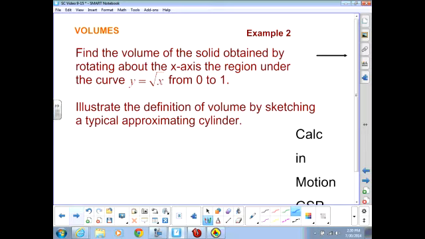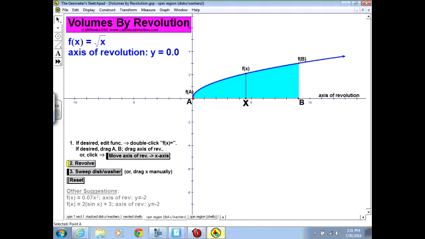Now, it might be easiest just to look at an example. We're going to find the volume of the solid obtained by rotating about the x-axis the region under the curve y equals square root of x from 0 to 1. Now again, this is how we're getting our three-dimensional shapes. We're taking some function, in this case the curve square root of x. We're taking that and the area underneath it. When we rotate that around the x-axis, it sweeps out a three-dimensional shape, which is the volume that we will have. And here is an example of what will happen.